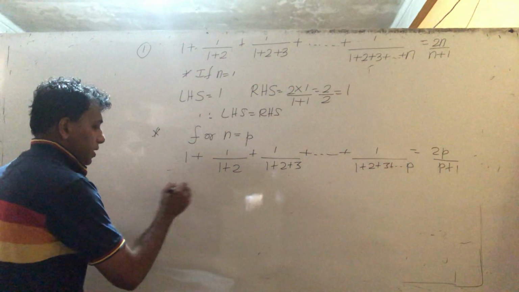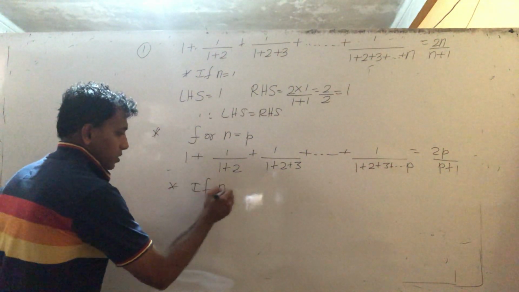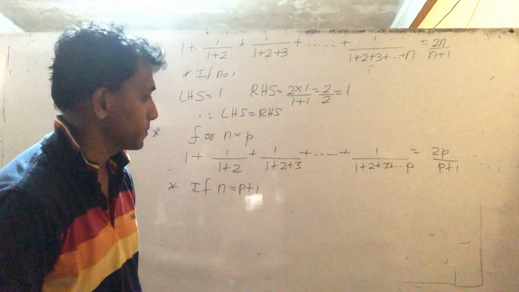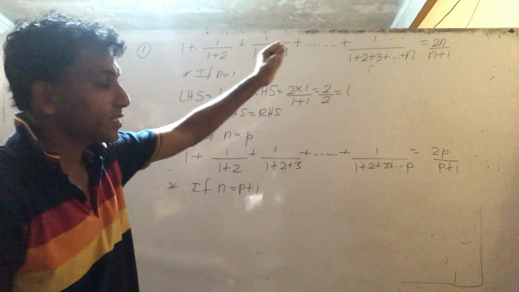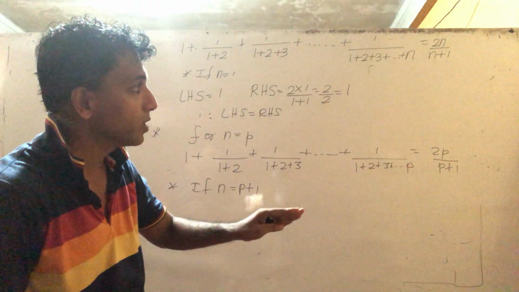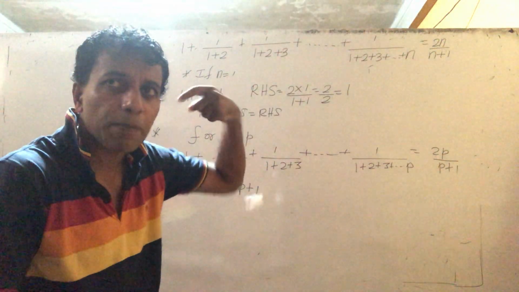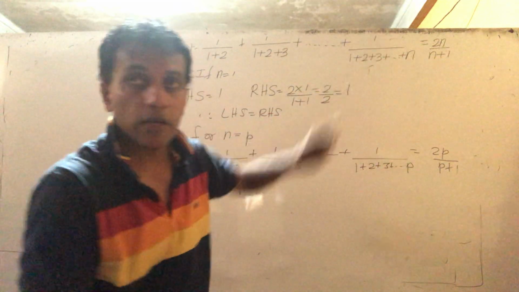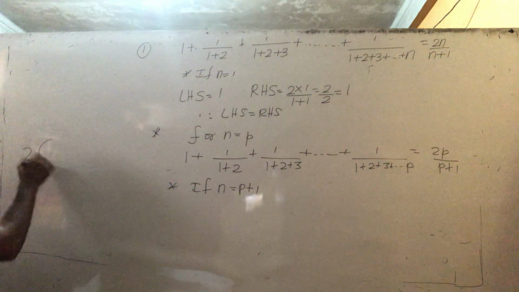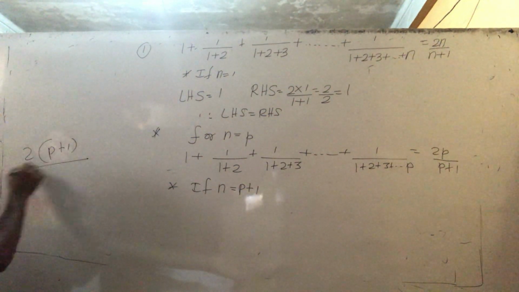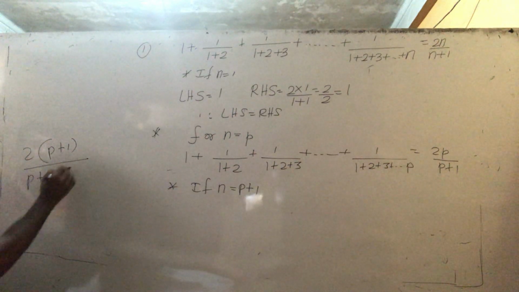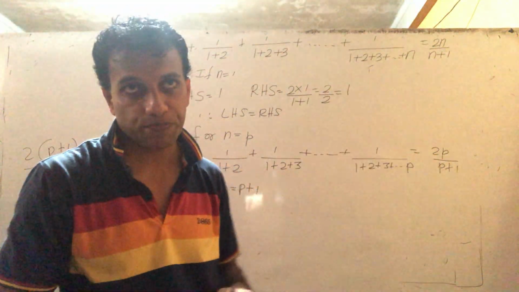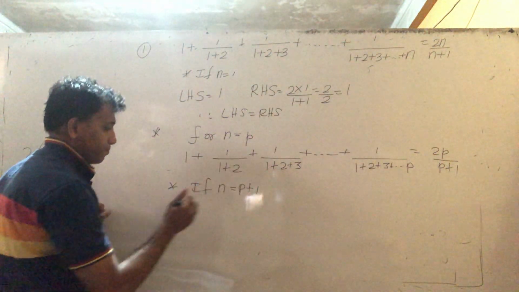Next point: if n equal p plus 1, we show what happens in the answer. So add this up to the p plus 1th term and show the answer. After simplifying, what will the answer be? Put n for p plus 1: 2 into p plus 1 over p plus 1 plus 1. You show it like this, simplifying up to p plus 1 summation. So put n for p plus 1.